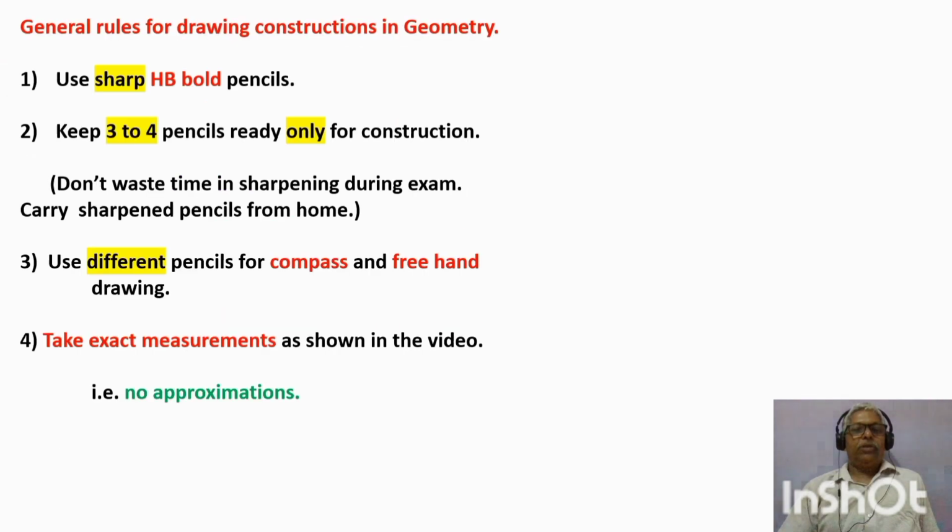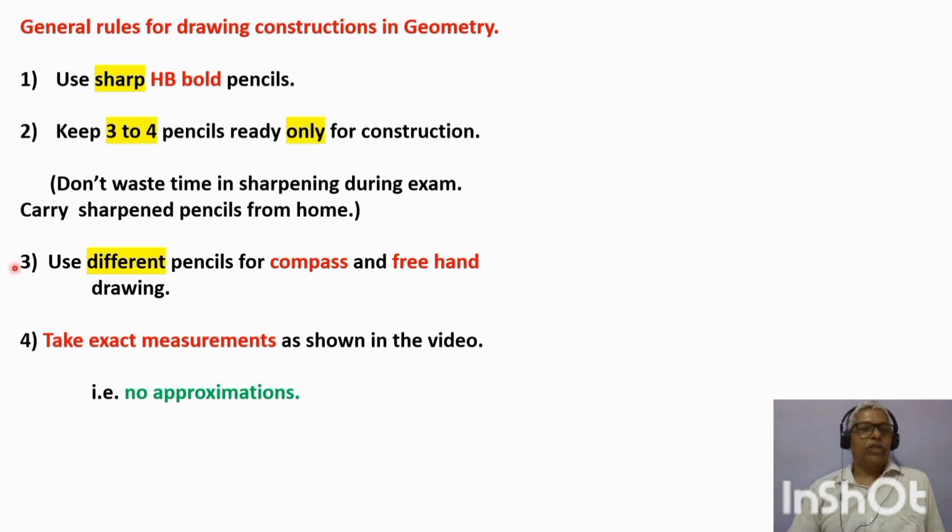General rules for drawing constructions in geometry. These are general rules. You can have some of yours also. First one, use sharp HB bold pencils. Second one, keep 3 to 4 pencils ready only for construction. For other work like rough work, use other pencils. That is a small tip given here. Don't waste time sharpening during the exam. That is, you are wasting your time. Carry a sharpened pencil from home.